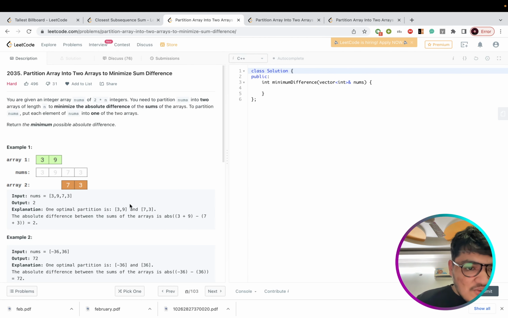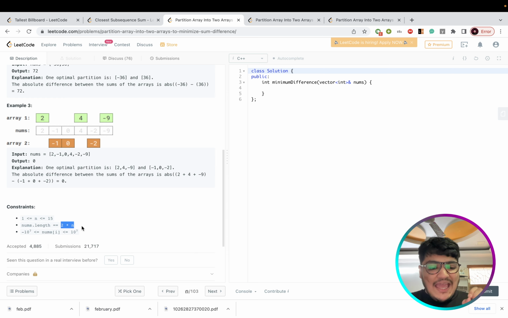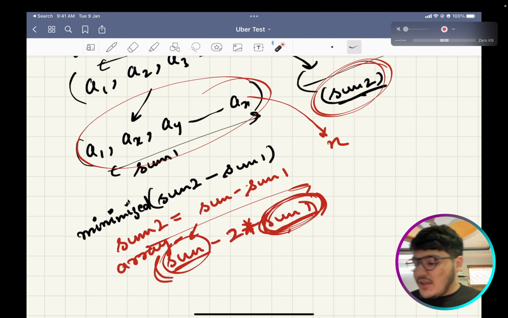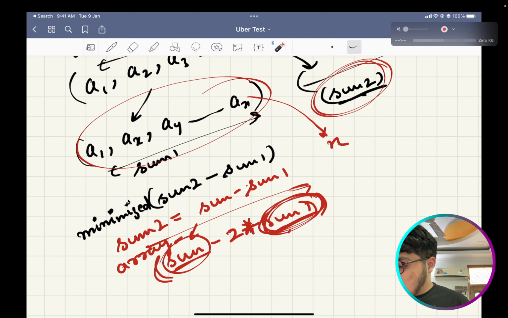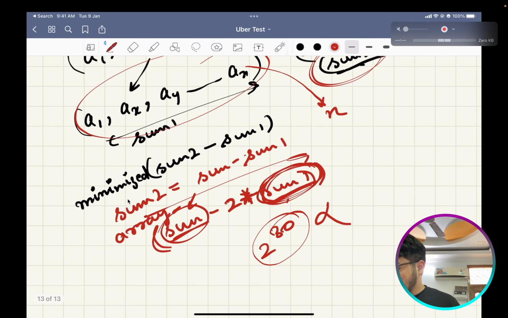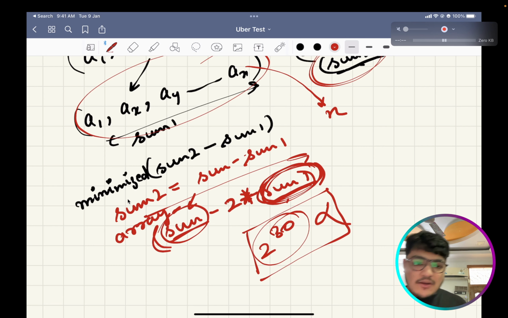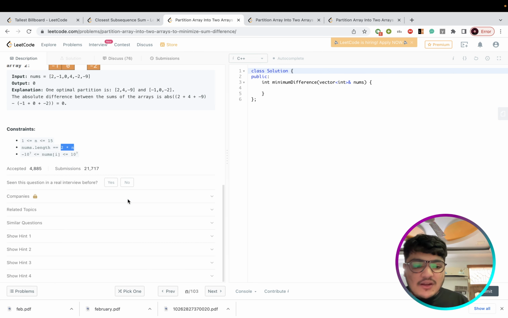But the problem here is that n is in the range of 15 and the array length would be 30. So there would be 2 to the power 30 combinations, and that would fail, that would exceed the time limit. So to solve it in a better way, we will use this meet in the middle technique which I explained earlier.